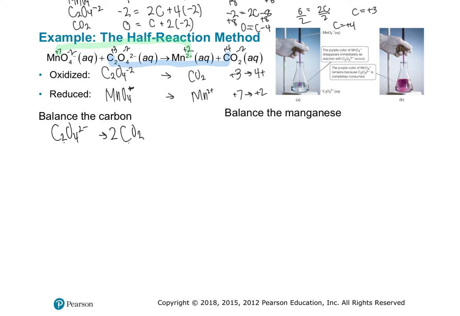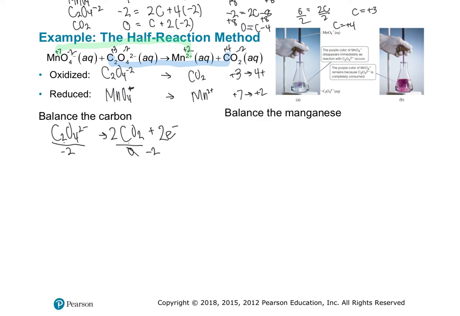Now I want to balance charges. I have a -2 on this side from this charge and a neutral over here. So -2 and 0. In order to get balance, I need to add electrons. Adding electrons is going to bring down my charge, so I'm going to add 2 electrons here to bring me down to -2. So now this one is done.